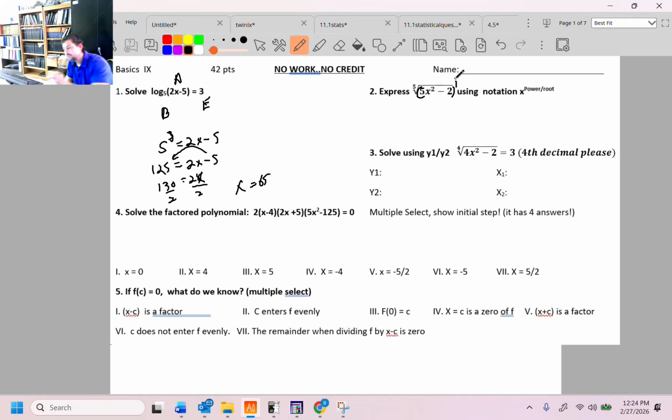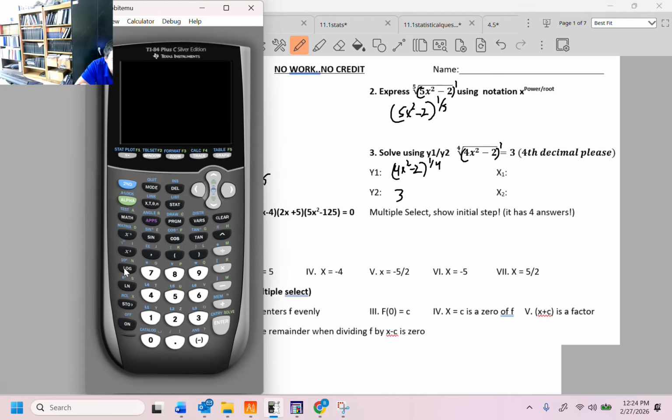as a whole. So this is (5x squared minus 2) to the power, the root being 1 over 5. I need that so I can do the third one using y1, y2, because y1 is (4x squared minus 2) to the first, but the root is 4. And then I put a 3 in y2, and I go and I can push some buttons. It's going to slow me down right here, waiting on a TI-84. TI-84 too slow.